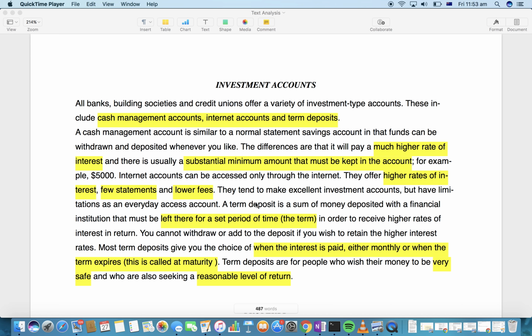And then next, I've also highlighted down the bottom there that in relation to term deposits, interest is paid either monthly or when the term expires. So that is called maturity. When the term that you've agreed on, the set period of time that you've had the money in the account, is finished, this is called maturity. That's when the term expires, and that is when the interest or the profit that you make on your term deposit is paid. Term deposits are then obviously very safe and provide a reasonable level of return. So they're two features or benefits of a term deposit.